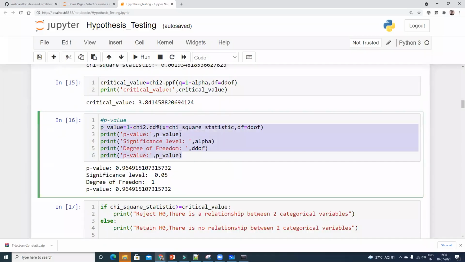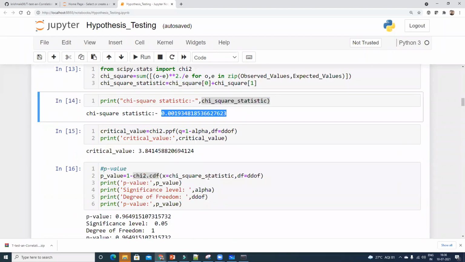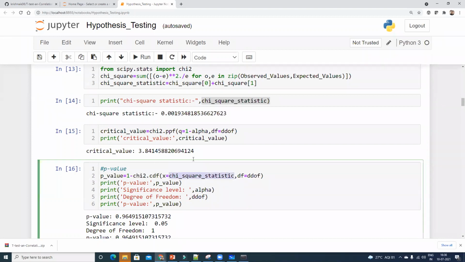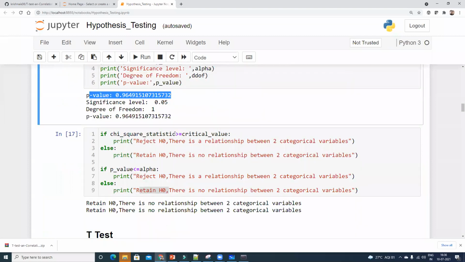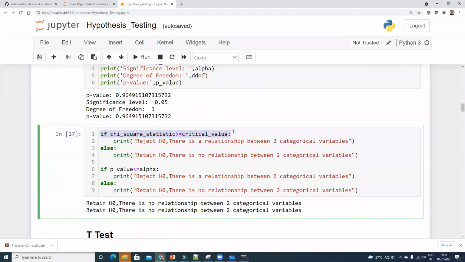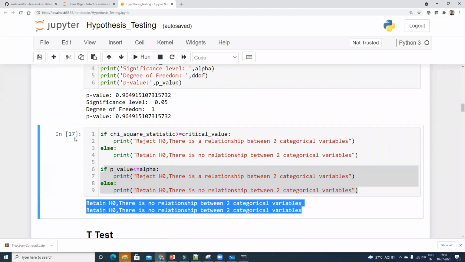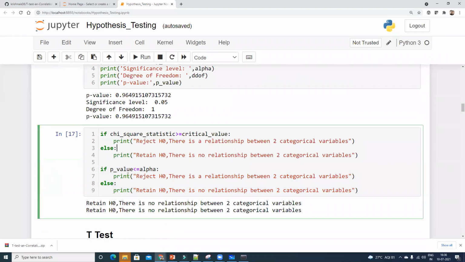This is chi-square dot 2 dot CDF. CDF basically means cumulative distribution function. We just need to give this statistic value over here and the degrees of freedom, and it will automatically calculate your p-value. And then we are just writing a condition. If the chi-square statistic is greater than or equal to the critical value, we reject or retain. If the p-value is less than or equal to alpha, we reject or retain. That's it. Both of them are giving the same output. That basically means you can perform this experiment using the chi-square statistic, and also using the p-value.